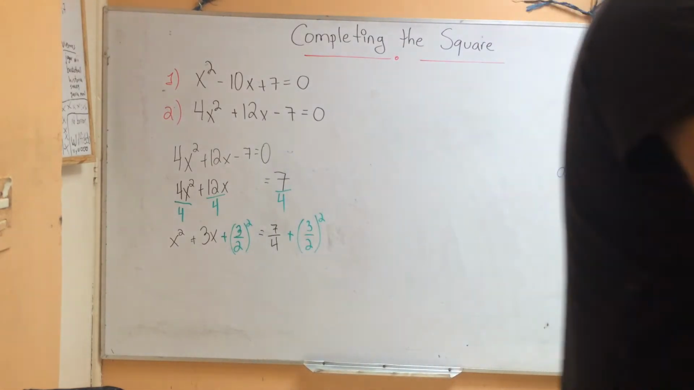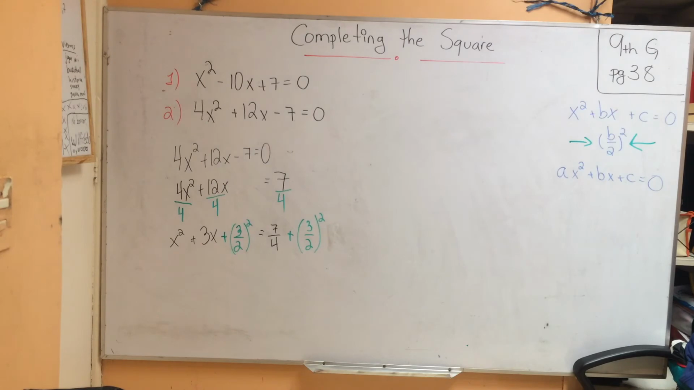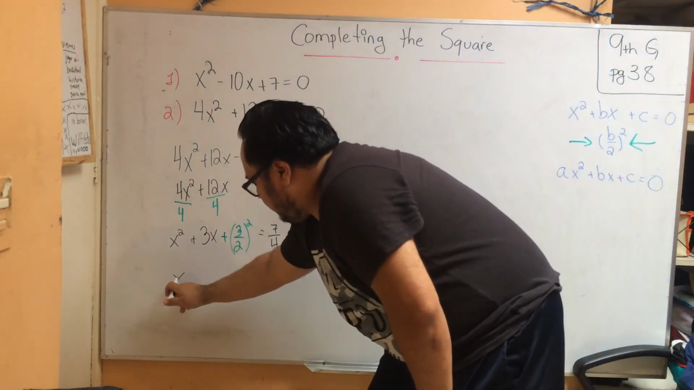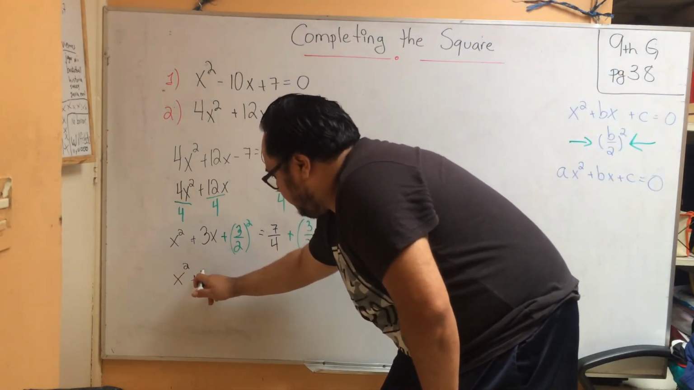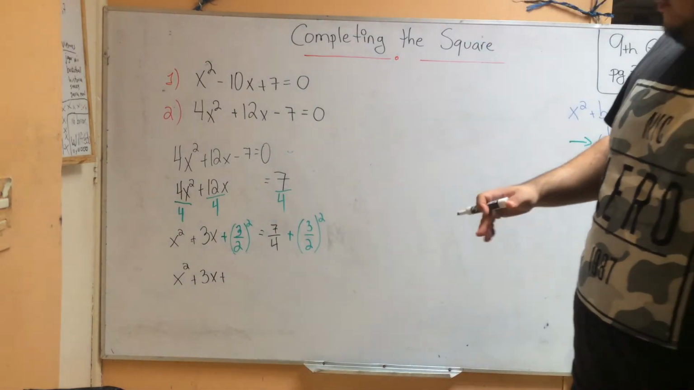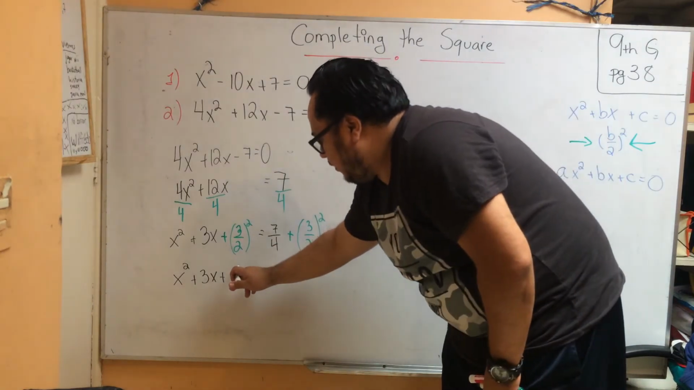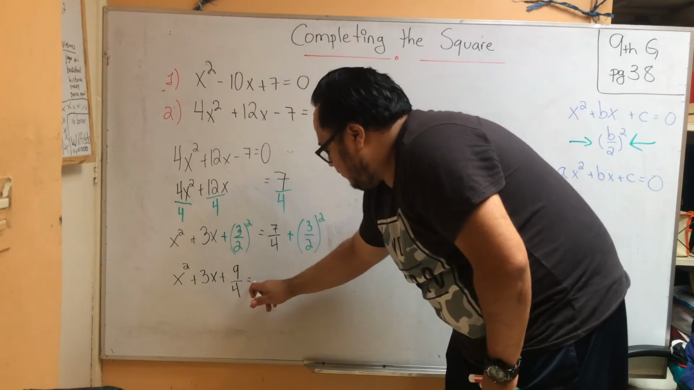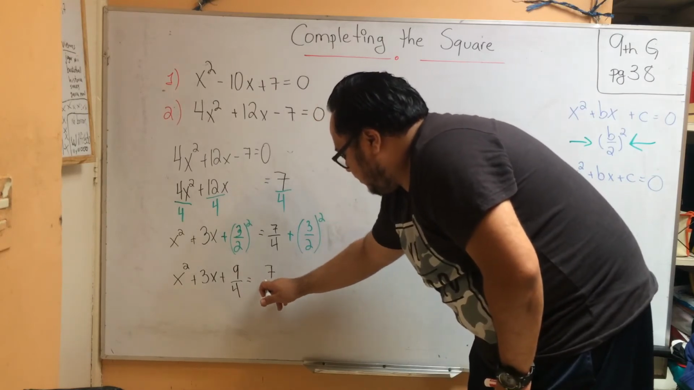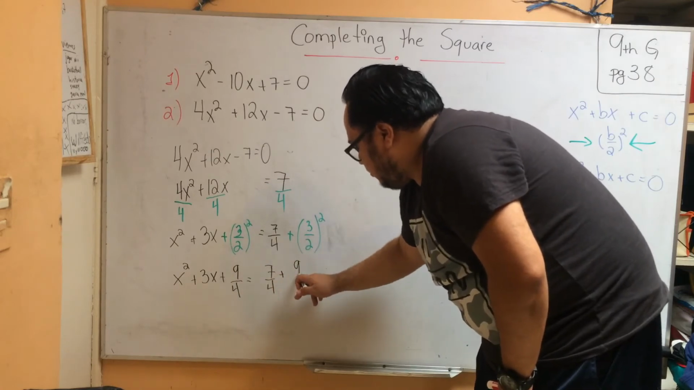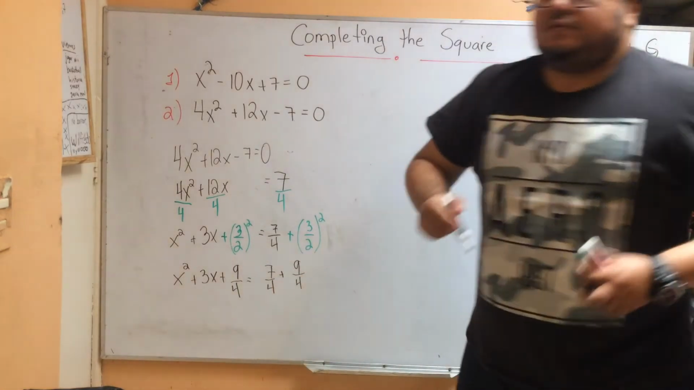Okay, and this happens always. What we do on one side, we need to do on the other side. So here we're going to have x squared plus 3x, and then (3/2) squared, which is the same thing as doing it one by one. We would have 9/4. And then we have 7/4 plus, we already know the answer to this one, 9/4.